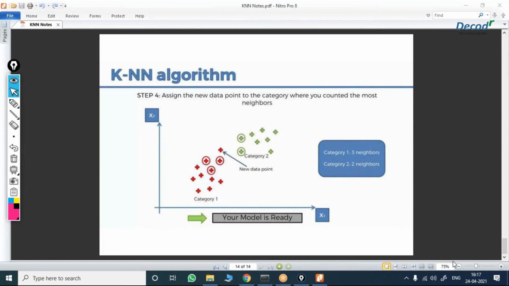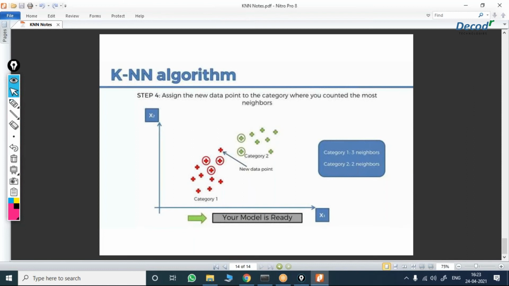Use a for loop, for i in range from 1 to 50, fit for everything. Out of which, whichever has the least error rate, or in terms of accuracy, whichever has the highest accuracy, consider that k. Okay, I'm going to show you the Python code for that also. Is everyone clear?